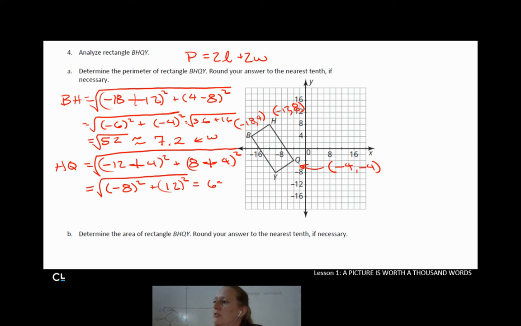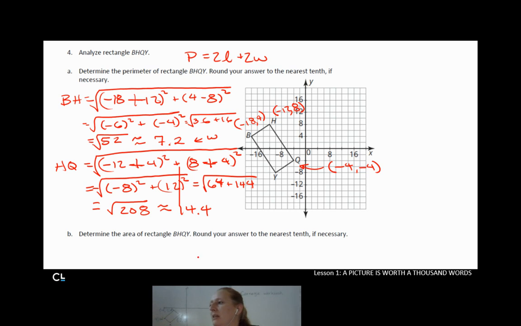8 squared is 64. 12 squared is 144. And if I add those, 64 plus 144. Solar calculators in the dark are a little rough, but I get 208. Oh dear, 208. And if I do the square root, it's about 14.4.